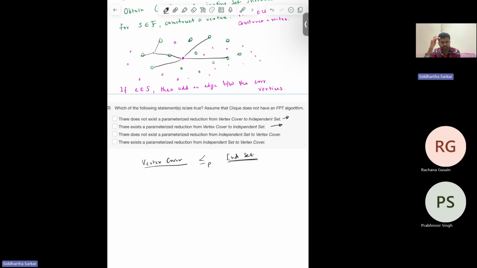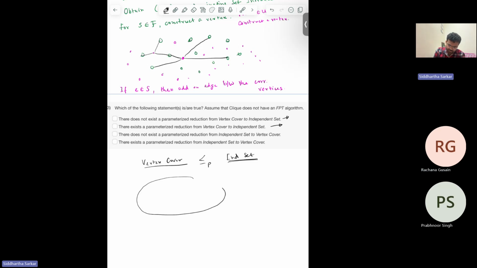So we have seen two constructions already. In a graph, if we have a vertex cover of size k, that implies that there is an independent set of size n minus k. Yes. Or maybe it's only true for a minimal vertex cover and maximal independent set. No, no, I think it is true for any.